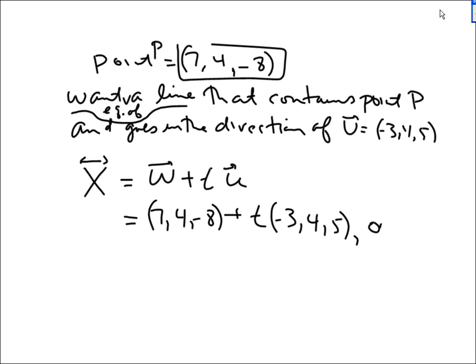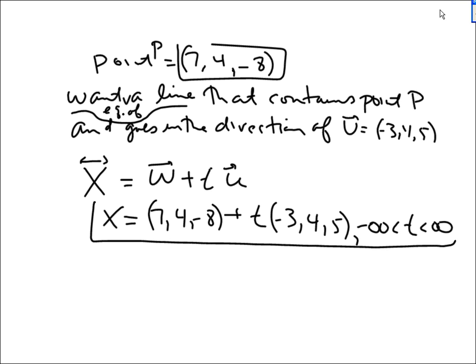You really should state something about t. T is between negative infinity and positive infinity. If you want some point, so here it is. This is the equation of the line. This is bold x.